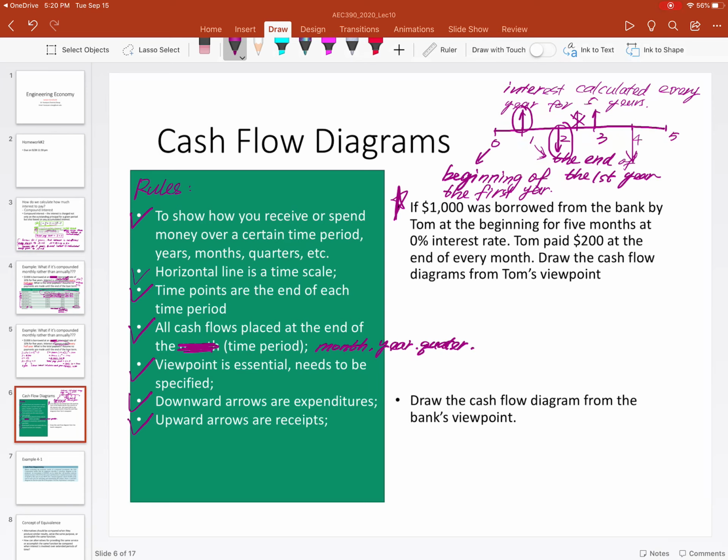Okay? So if 1,000 was borrowed from the bank by Tom, so now we have two perspectives, the bank and Tom, okay? And 1,000 is borrowed at the beginning of 5 months at interest rate 0%, which is nice. So Tom paid 200 at the end of every month, and he paid that for 5 months continuously, okay? Now, can you draw the cash flow diagrams from Tom's perspective?